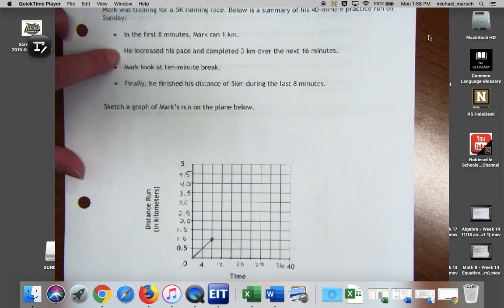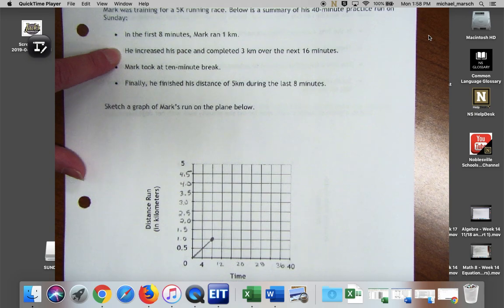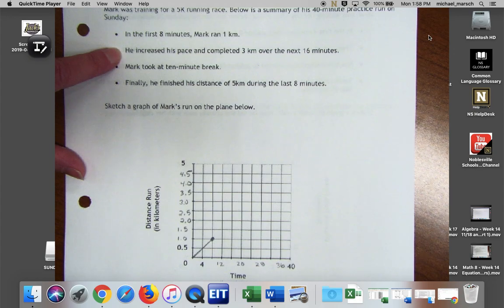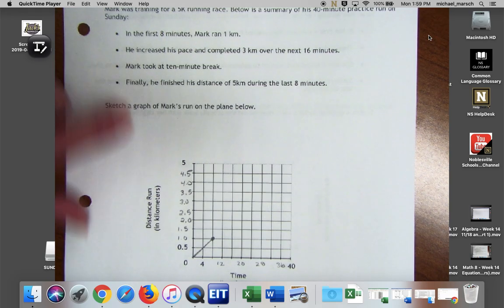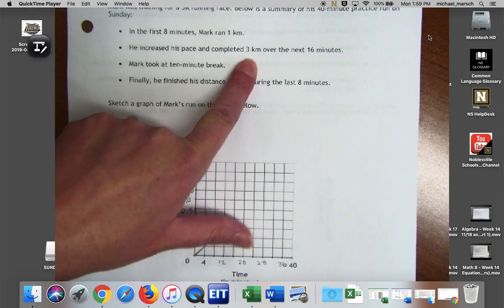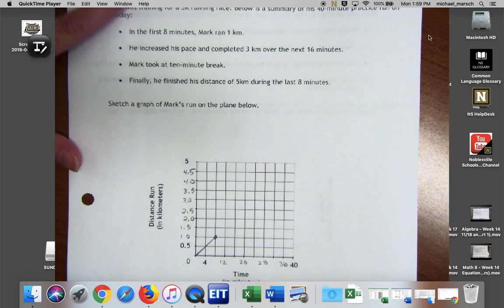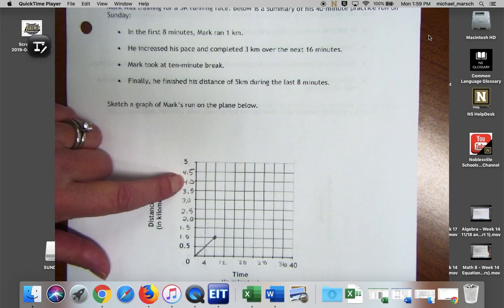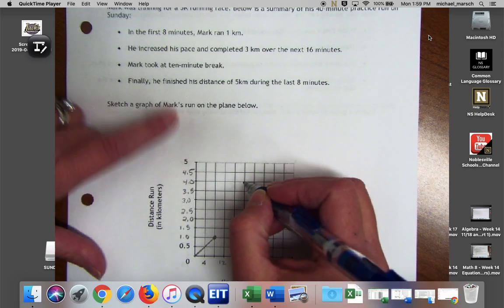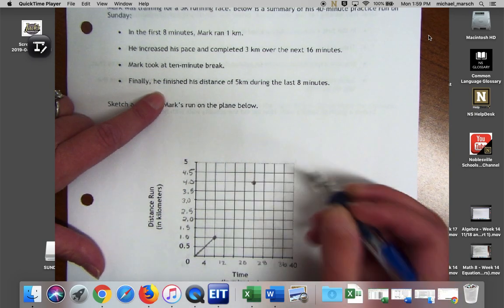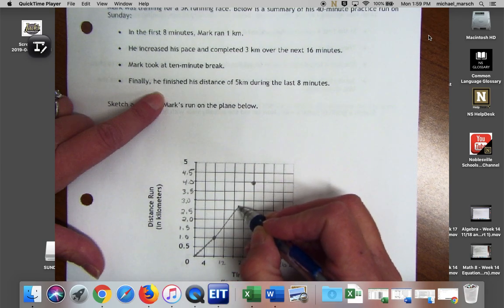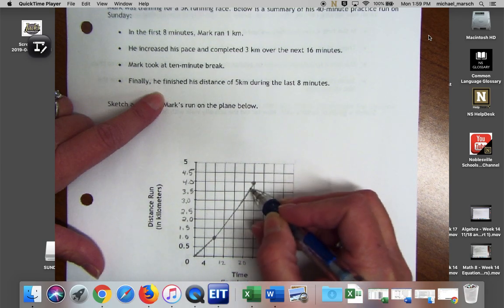Okay. He increased his pace and completed 3 kilometers over the next 16 minutes. So how many kilometers has he gone now? He went 1, and he's completing 3 more, so he'll be at 4. And how many minutes will he be at? What's 8 plus 16? 24. So this is where my next point's going to be, because this is the 3 kilometers over the next 16 minutes.